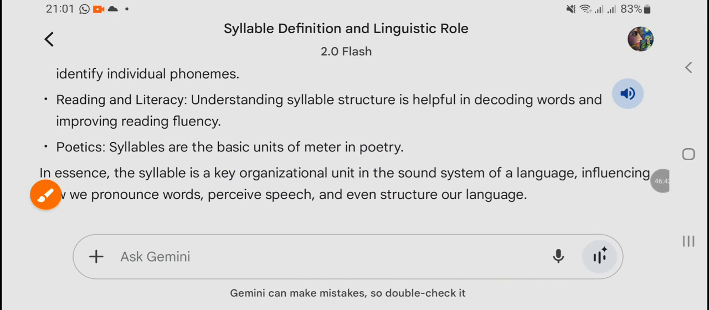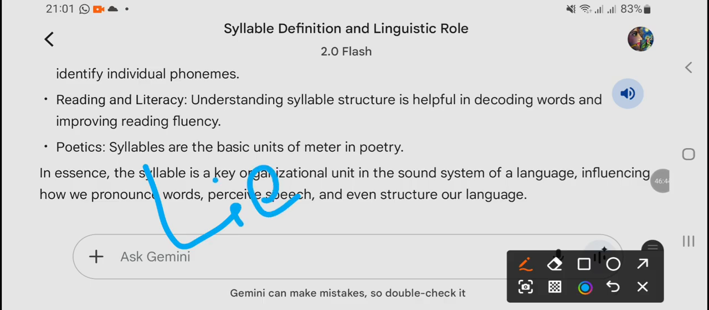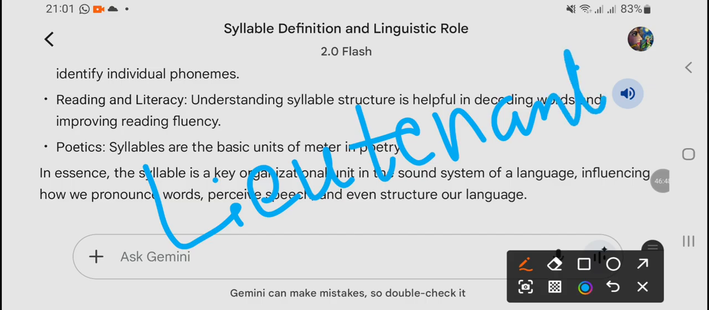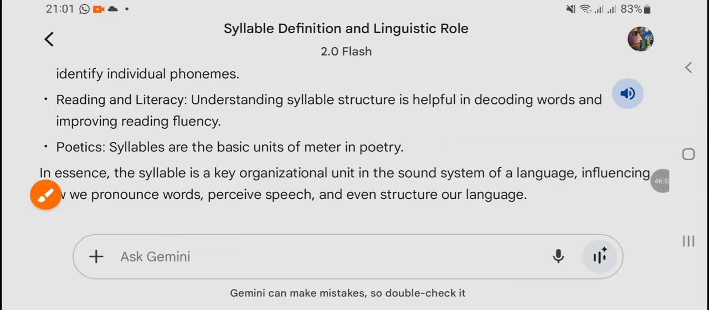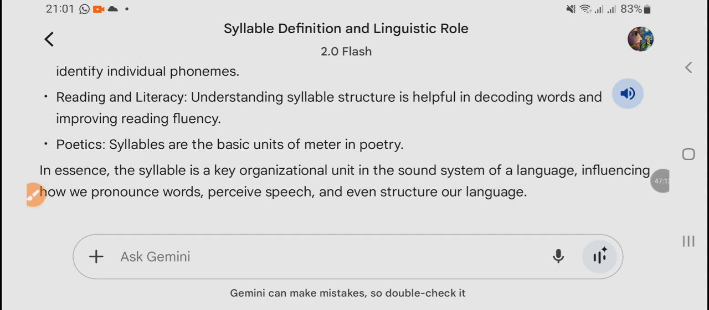Lieutenant, right? So that's again lieutenant, no sound of F. So when you are reading, you need to have good practice of syllables so that you can maintain fluency and have flawless reading.